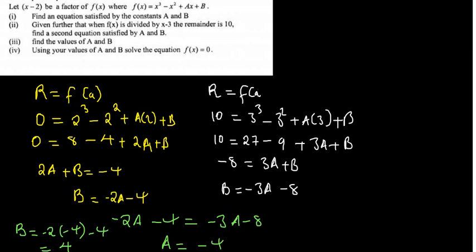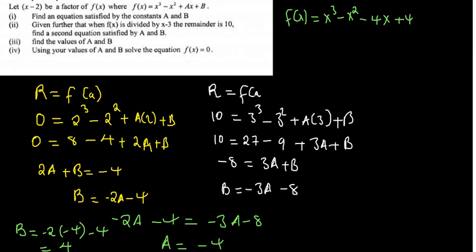And then using your values of A and B, solve the equation f of x equal to 0. Now we know that f of x is going to be x to the power 3 minus x to the power 2, and then where there is a we put negative 4x and then plus 4.